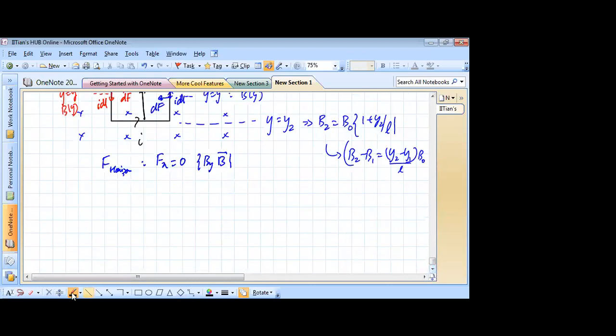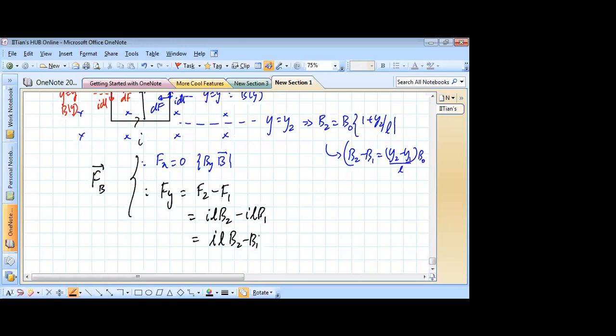So the net force because of the magnetic effect, its y component becomes F2 minus F1, which is I L B2 minus I L B1. From here we've understood this is 2 times I L B0. This is the effective y component of the magnetic force.